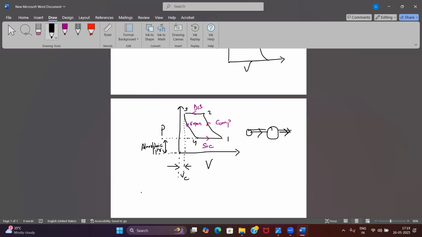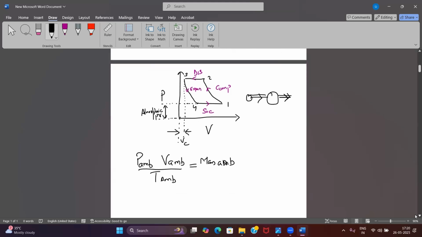So if I equate it, P ambient, where ambient means the atmospheric one, times V ambient upon T ambient will give me mass at ambient.